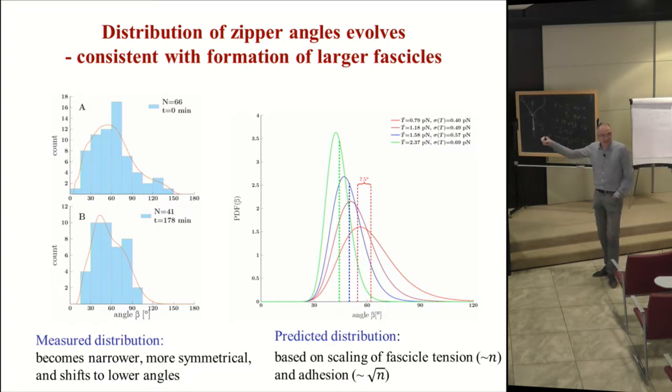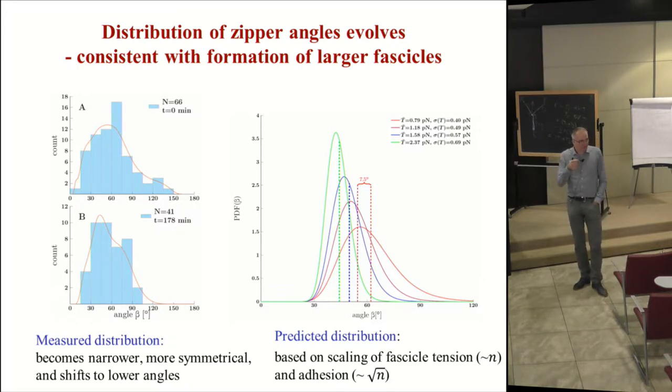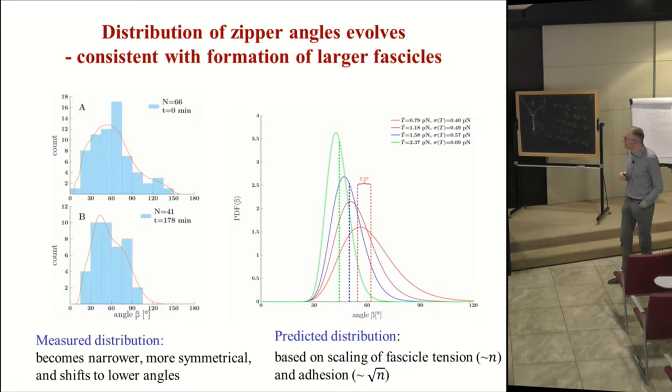And then we rescaled the distribution. At a later time, there are bigger fascicles, so you expect that the tension distribution will have a mean that is scaled by the average size of the fascicle that we observe, and the variance will go as the square root of the average number of axons in a fascicle.